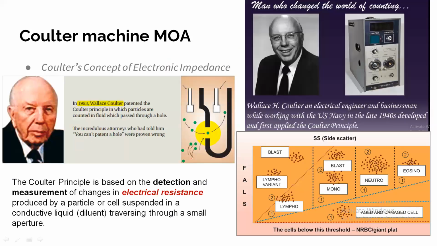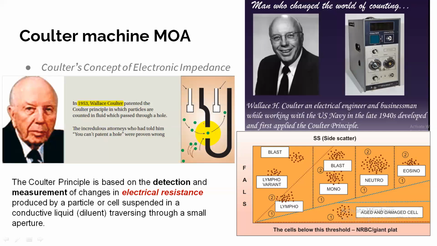And so the counter machine basically works by the principle called impedance technology. What is the meaning of impedance? Through an aperture, when any particle passes through, based upon the size of the cellular particle, or the granularity of the particle, the light will get deflected in various directions. Based upon that, they prepare the graphs. And if you see this particular graph, the impedance technology is particularly useful for the differential count, not for the RBC and platelets.